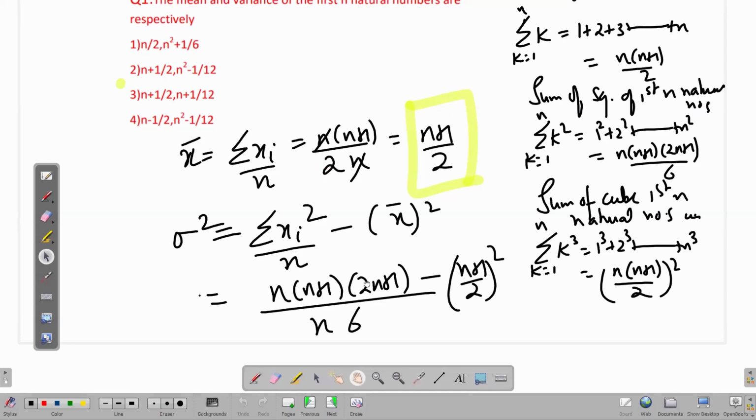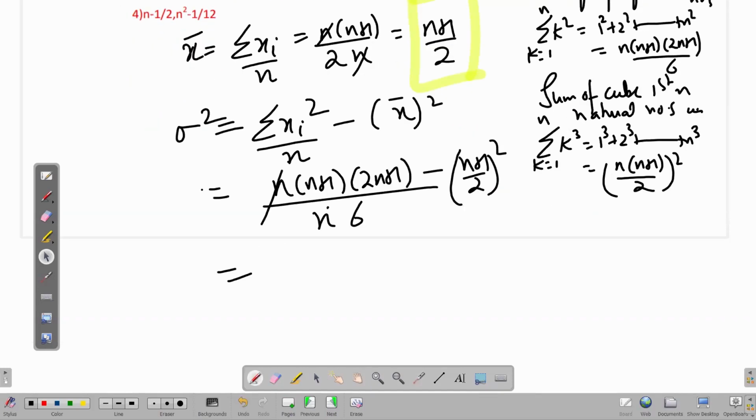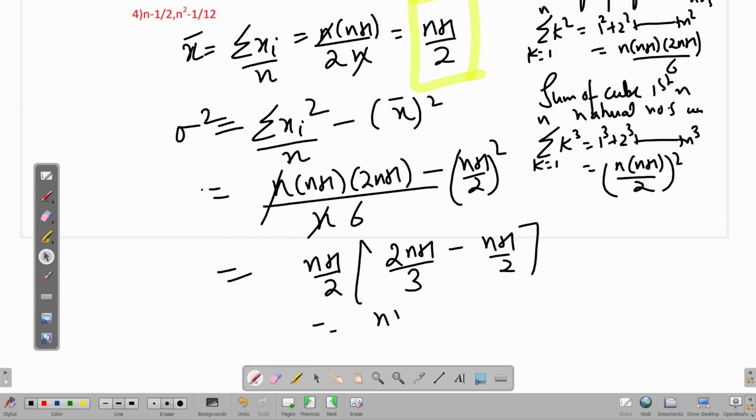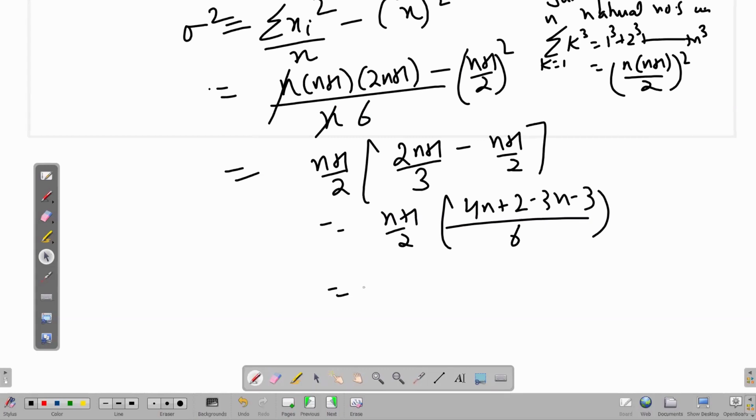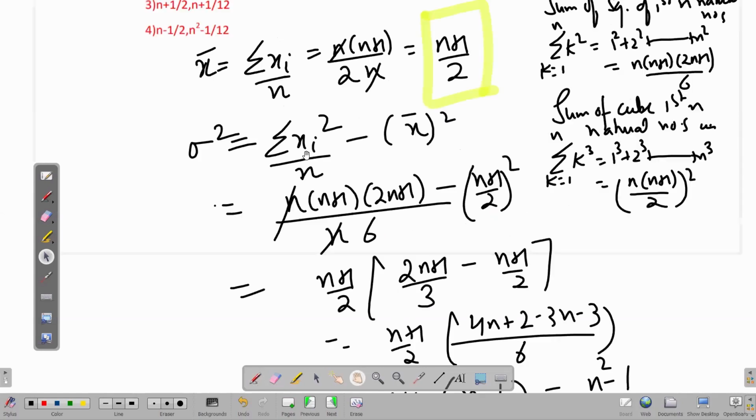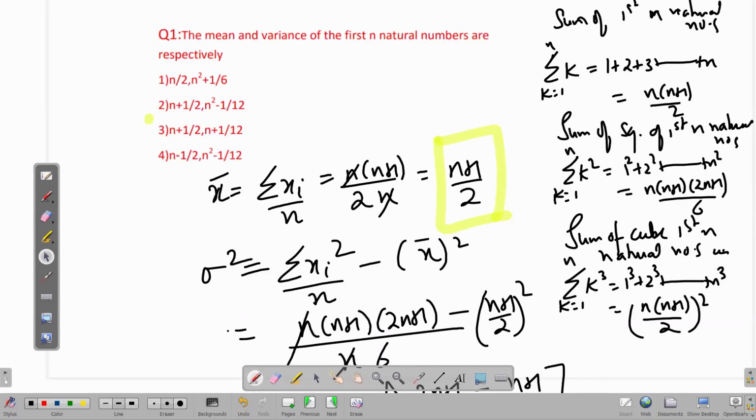Now I have to find the variance. If I take n plus 1 upon 2 common, within the bracket I have 2n plus 1 by 3 minus n plus 1 upon 2. After taking LCM, 4n plus 2 minus 3n minus 3 upon 6. This is n plus 1 upon 2 times n minus 1 upon 6. So my answer is n square minus 1 upon 12. So the correct option is option 2, because the mean is n plus 1 by 2 and the variance is n square minus 1 upon 12.